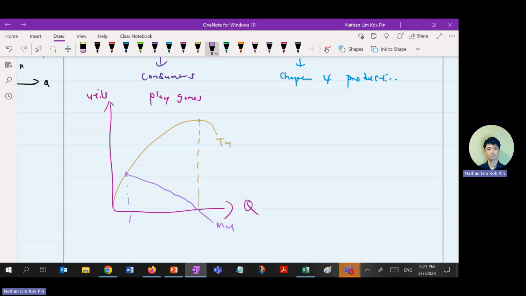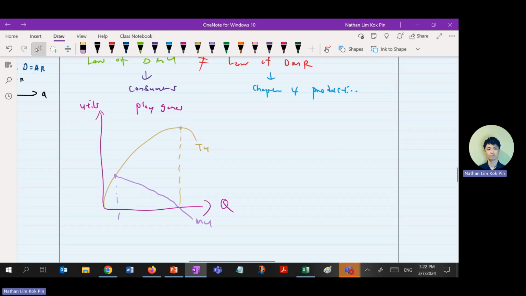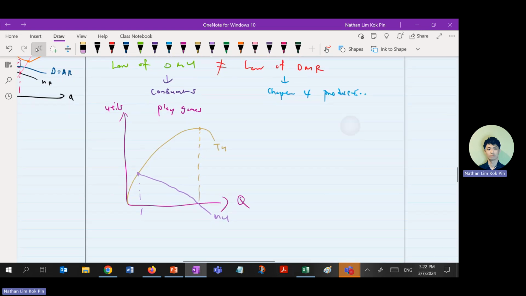You feel the new excitement from consuming another product because you've been consuming the same product for too long. Right? That is the law of DMU. Whatever explanation that I gave yesterday in the answer guide is the formal explanation that you should write. The incremental utility is getting lower and lower. Right? That is for utility and the law of DMU.